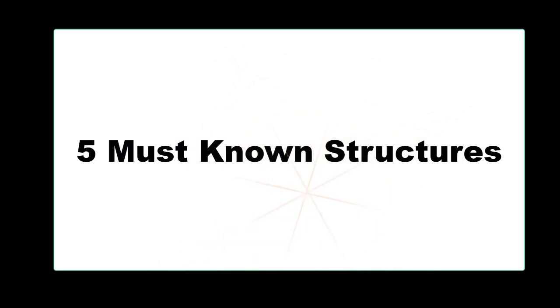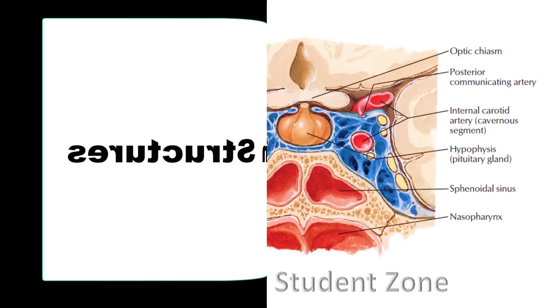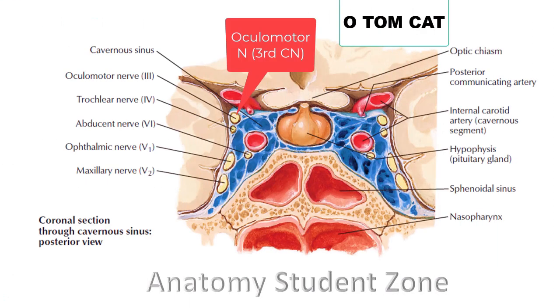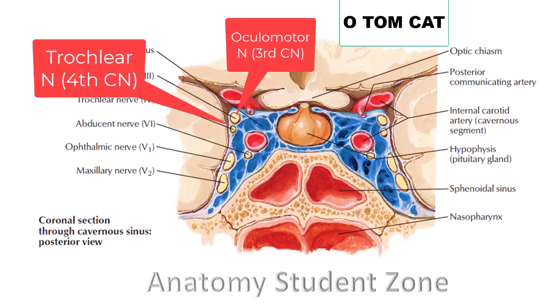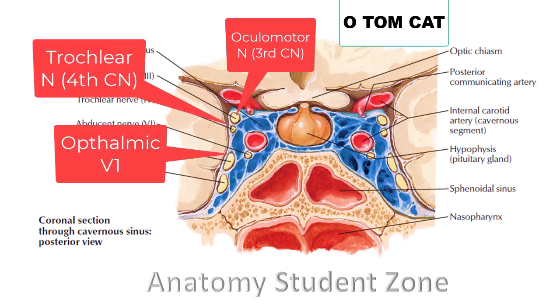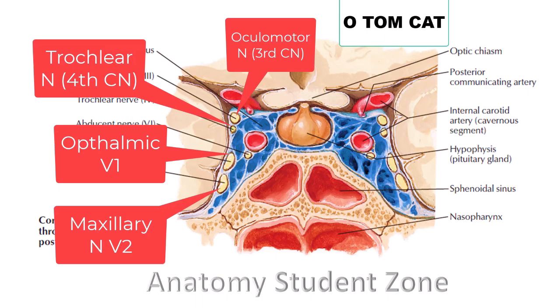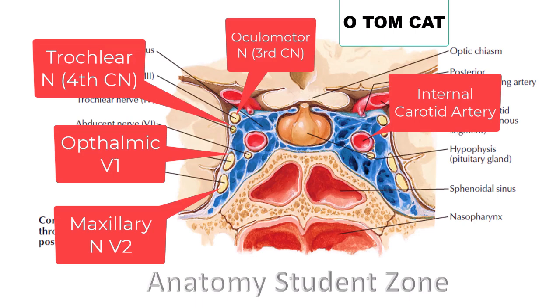a mnemonic with you, and this is O Tom Cat. O stands for oculomotor nerve, that is your third cranial nerve. T stands for trochlear nerve, and O stands for ophthalmic nerve, that is V1. This is the first branch of the trigeminal nerve. M is for maxillary nerve, that is V2, the second branch of the trigeminal nerve. And C stands for carotid artery, and especially the internal carotid artery is going to lie in this cavernous sinus.